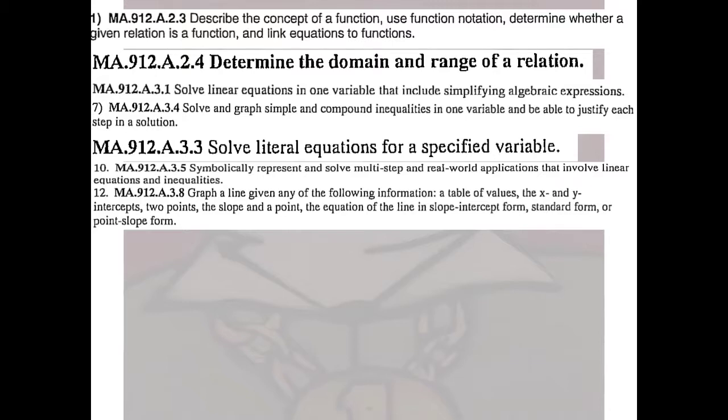Moving on to our next benchmark, we're going to graph a line given any of the following information: table of values, x and y intercepts, 2 points, slope and a point, equation of a line in slope-intercept form, standard form, or point-slope form. Lots of linear stuff. Chapter 6. So that should be good.